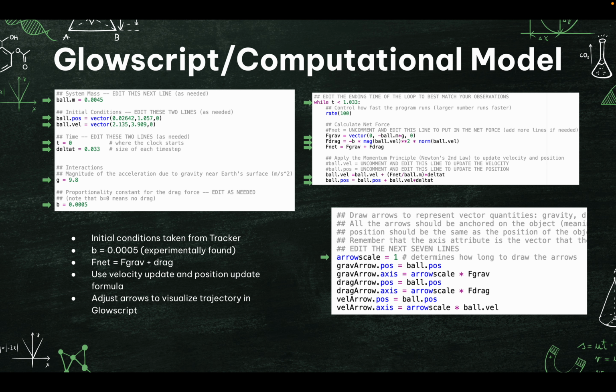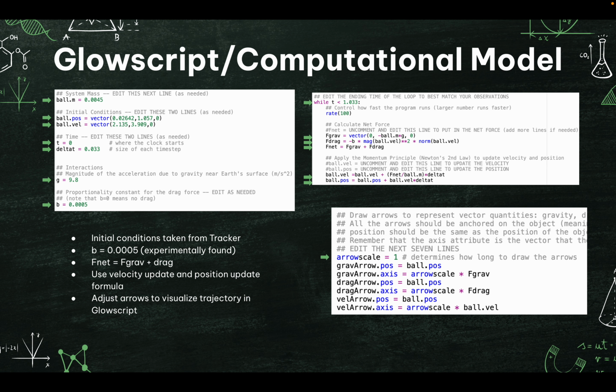As you can see in the panel on the left, using the initial conditions from Tracker, I was able to edit the starter code to model my experiment. The strength of the gravitational force on Earth is always 9.8 newtons per kilogram. The only thing we change is b, which is our proportionality constant, which I experimentally found to be 0.005 to closely match our observed trajectory. This is our model of gravity with drag, but if it was just gravity, then b would just be 0.